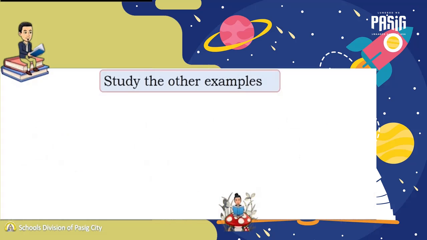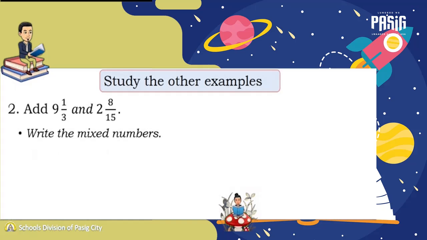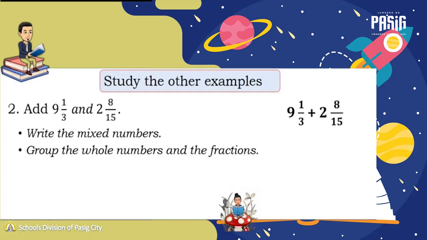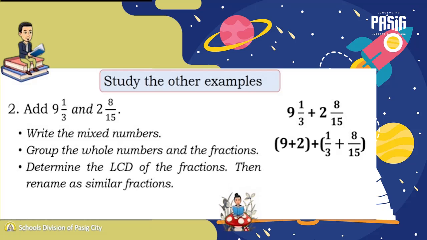This time we are going to use another method. Add 9 and 1/3 and 2 and 8/15. Write the mixed numbers. Group the whole numbers and the fractions. So we group the whole numbers 9 and 2 and the fractions 1/3 and 8/15. Determine the LCD of the fractions, then rename as similar fractions.